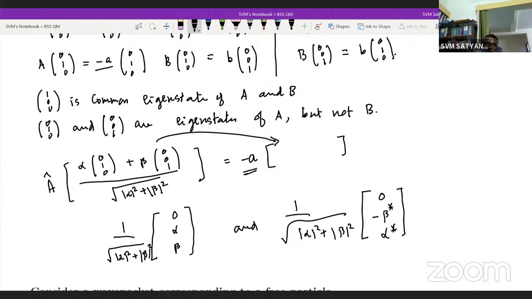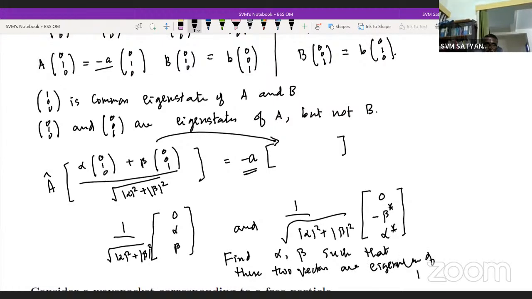Now, what is the point? The point is that we have to find alpha, beta such that these two vectors are eigenvectors of B. Already they are eigenvectors of A, but we should find alpha and beta such that they are also eigenvectors of B. Okay, that is the situation here.